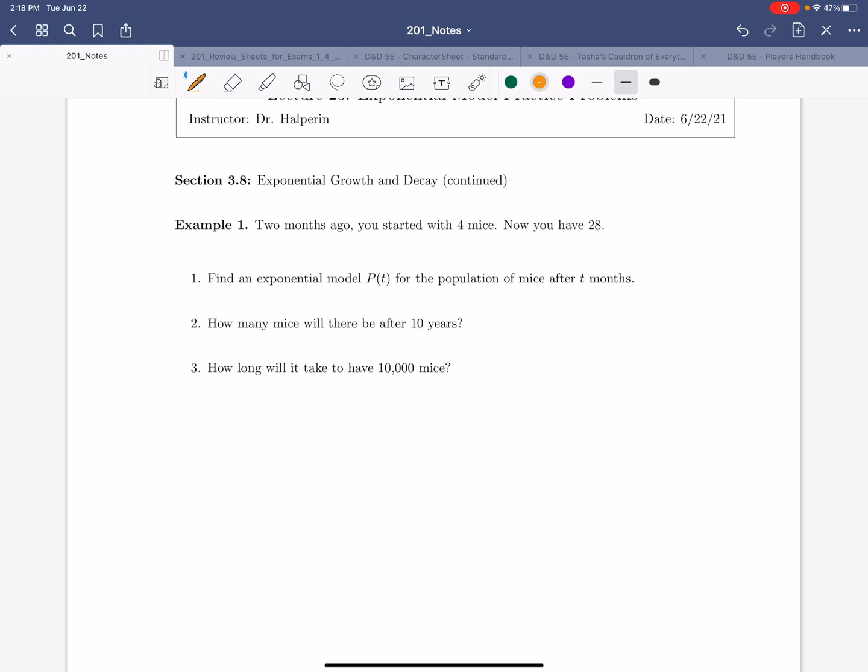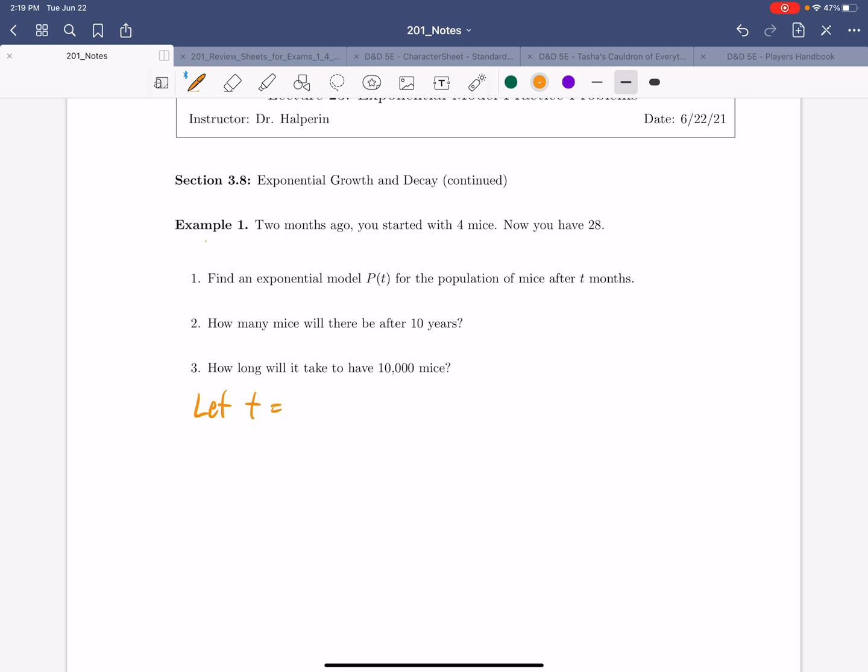Let's do some practice. We're going to do one population growth, one quick little bit of theory, and then one radioactive decay problem. Okay. 2 months ago, you started with 4 mice. You now have 28. That's all we need to model some mice reproduction. Right? Well, maybe I'll do it all down here.